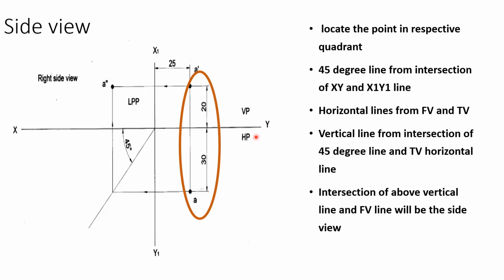With respect to the different quadrants, you can follow this procedure in order to get the respective side view, either a left side view or a right side view. Say for example, if they ask for a left side view, then it will appear on your right side, that is the RPP, right profile plane. Or if they ask for a right side view, then it will appear on the left profile plane, like that.